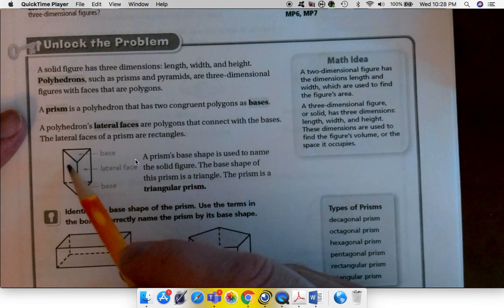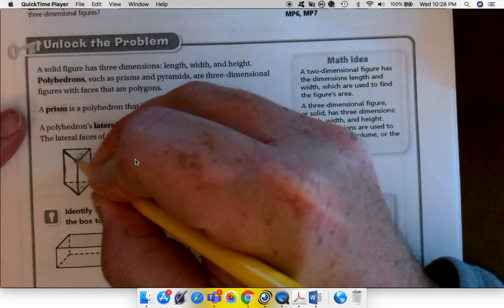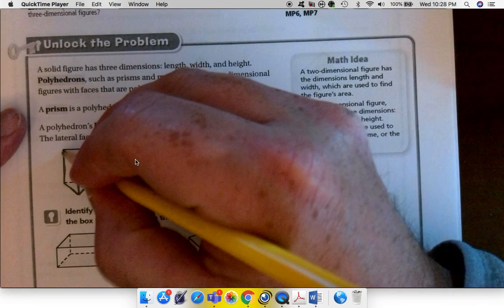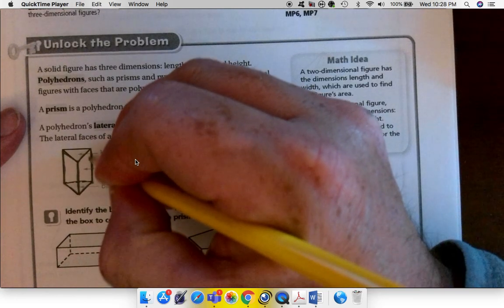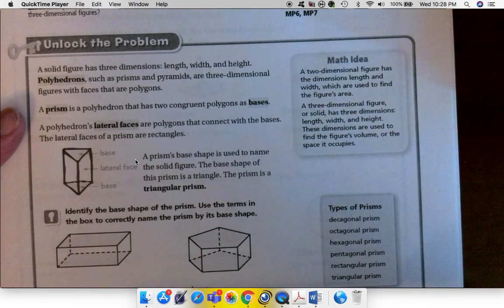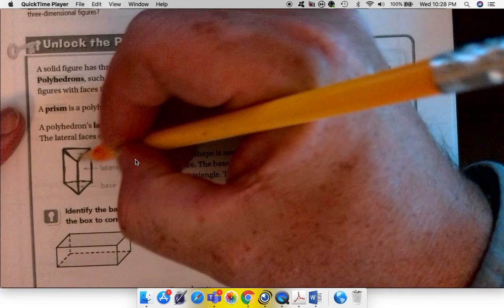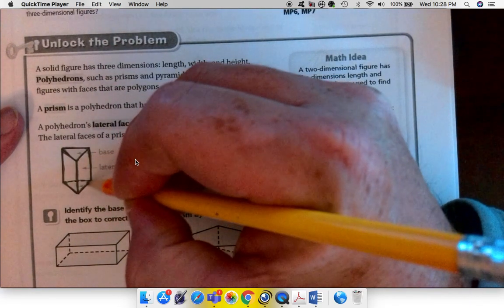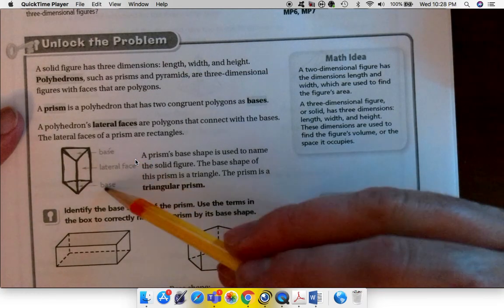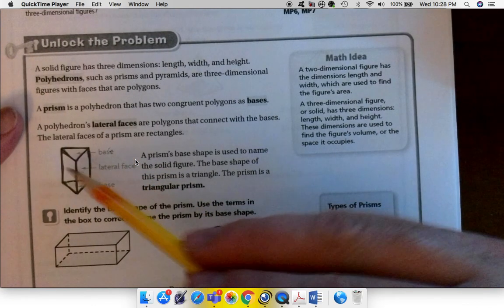So if we look at this one, I see a rectangle here. I see a rectangle here. And I even see a rectangle way in the back. So there's my 3 rectangles. Now, what's the other polygon that's present? Well, there's 2. There's the triangle here, and there's the triangle down here. So, my bases are the same. They're congruent triangles. My lateral faces are the rectangles.